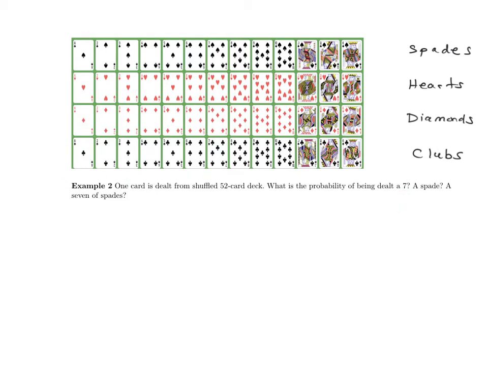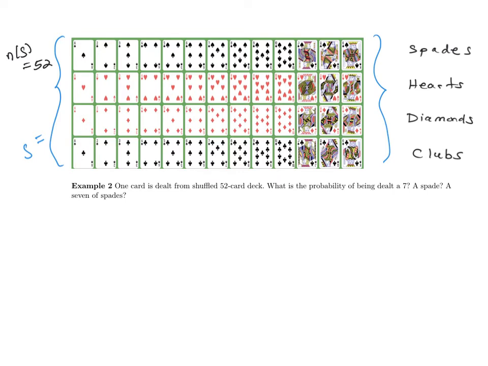A good starting point for this problem is, well, what's the sample space, which I've been calling S? You don't always have to write out the sample space if it's abundantly clear to you what that is. And I'll write it like this. What's the sample space? It's all of this stuff. These are all of the possible things that could happen. It's any one of these cards. And for this reason, the size of the sample space is 52 because there's 52 cards.